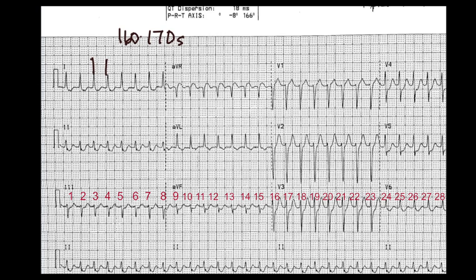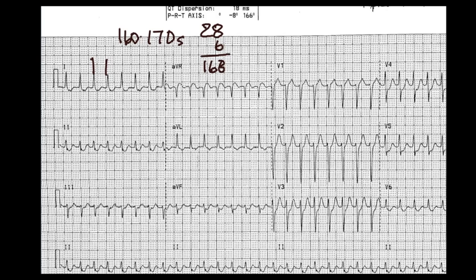The other way to look at it is to look at the number of QRS complexes. So 1, 2, 3, 4, 5, 6, 7, 8, 24, 25, 26, 27, and 28, and multiply it by 6. So 28 times 6 is going to give us about 168 beats per minute. Remember, this is a 10-second strip, and so if we multiply it by 6, we'll see how many times you'll have it in 1 minute. So that's rate.